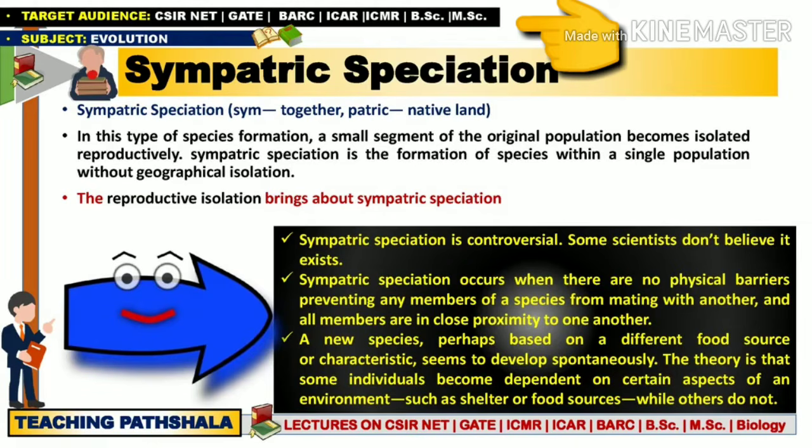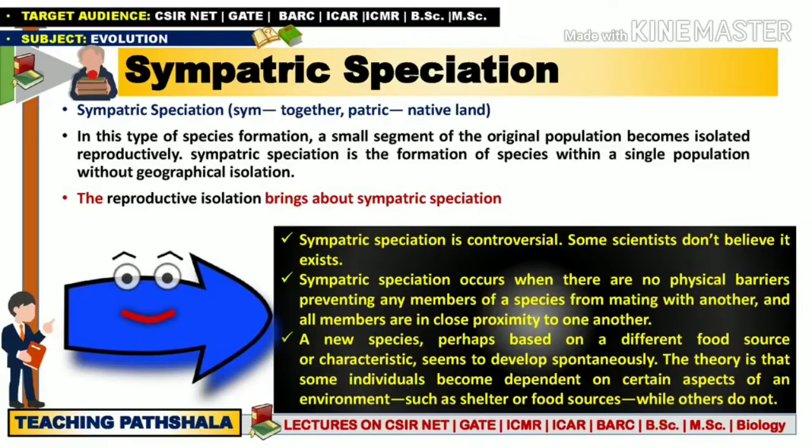So let's start with today's discussion, that is the sympatric speciation. Sympatric speciation is mainly composed of two words, sym and patric. Sym means together and patric means native land. That means the species which are separating out from the original population are still living in their native land, living together with their previous or original population. This is the meaning of sympatric.